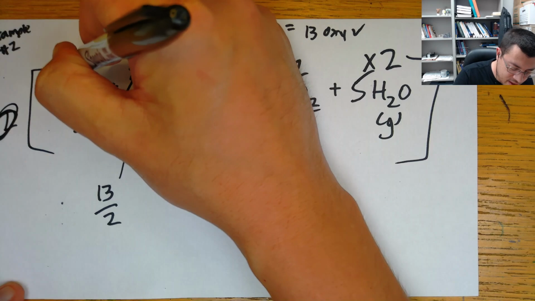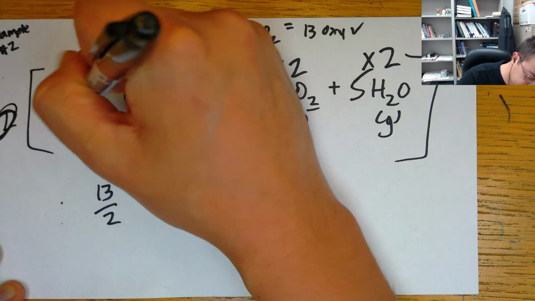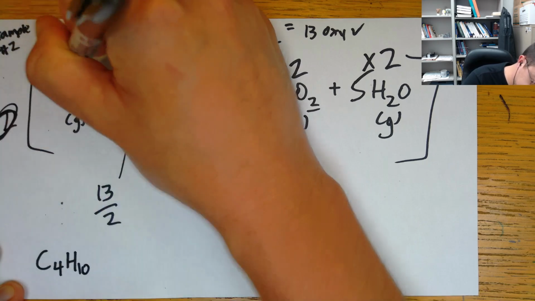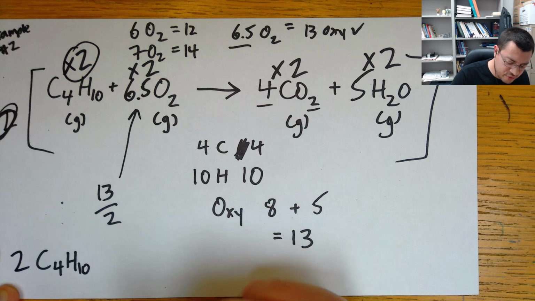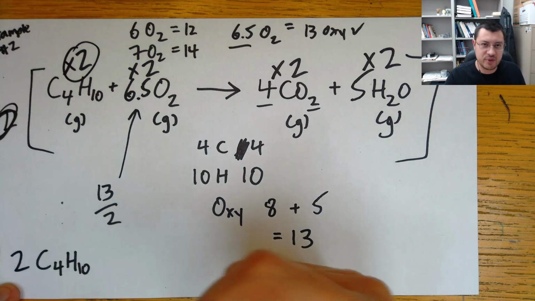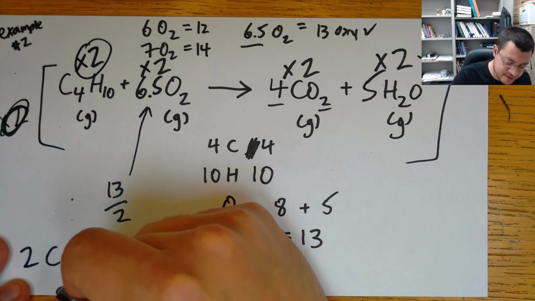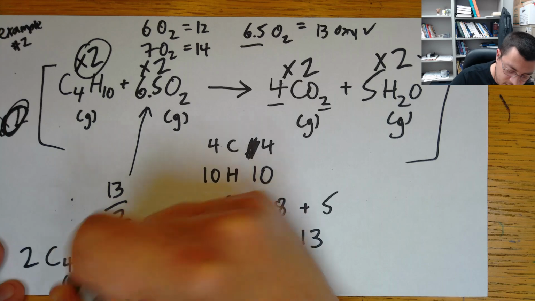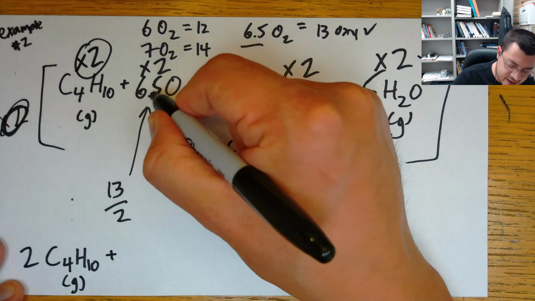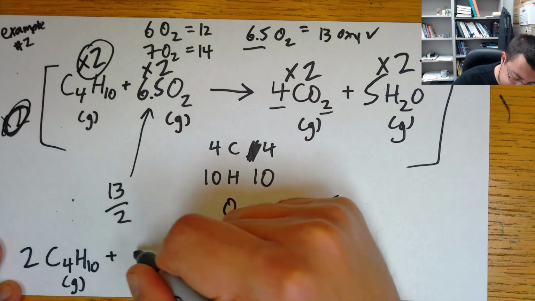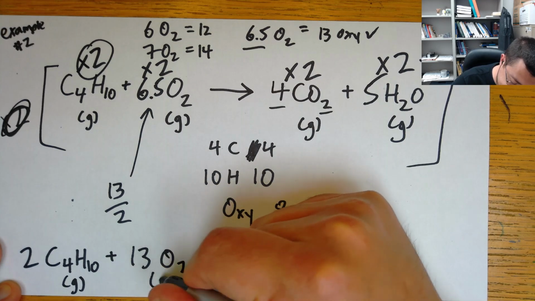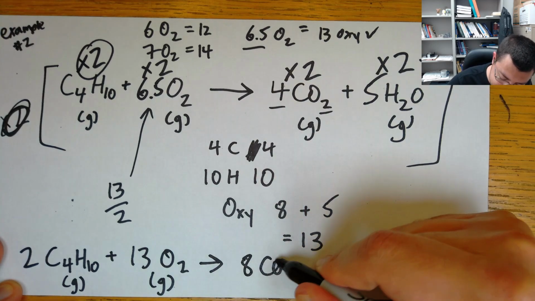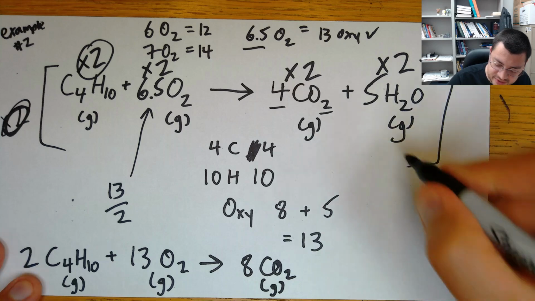All right, so let me do that. C4H10. I'll get C4H10 with a 2 in front. Don't write like C8H20. You would change the chemical. That wouldn't be butane anymore. We're burning butane. All right, 6.5 times 2 is 13. And then 4 times 2 is 8 carbon dioxides, and then 5 times 2 is 10.